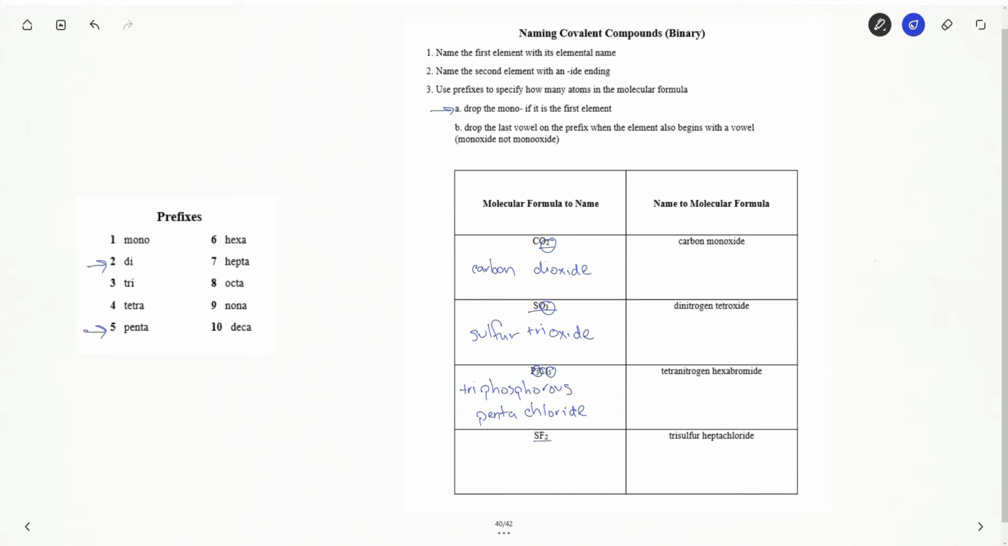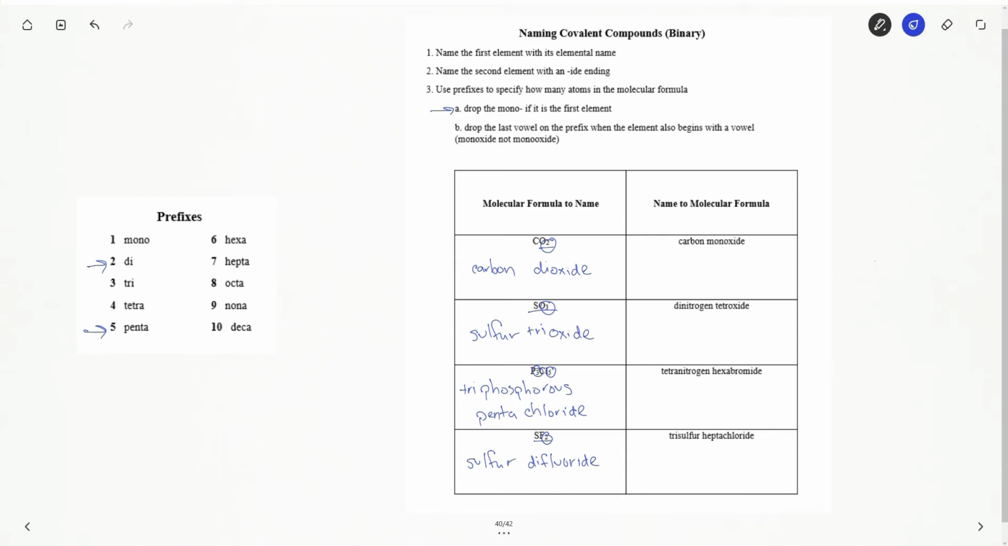Last example for molecular formula to name, SF2. S I know is sulfur. F is fluorine. Again, I changed the ending to fluoride. I drop the mono in front of sulfur. Fluorine, I have 2. That becomes difluoride. Sulfur difluoride.